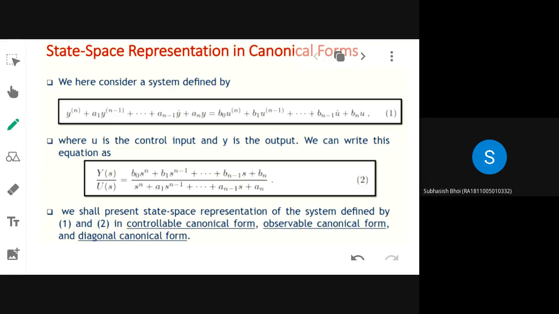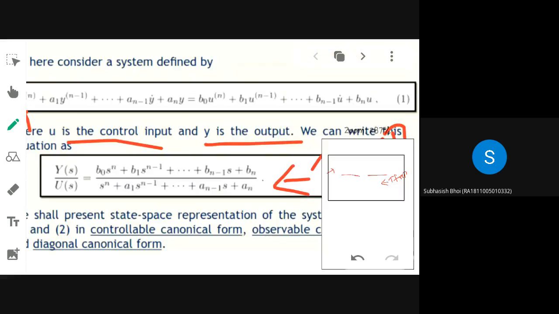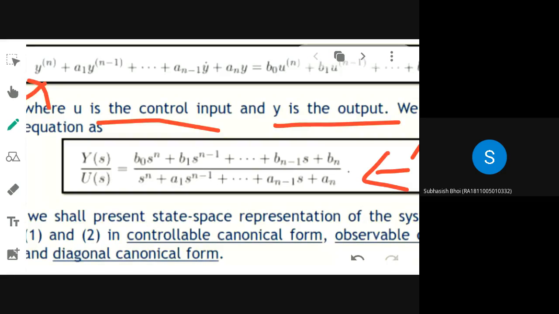So assume this is your given system, which is given in terms of a polynomial representation, where u is the control input and y is the output, and this is your transfer function representation for it. You know the coefficients of the numerator polynomial and the coefficients of the denominator polynomial. So what are they, as given in this equation? What are the coefficients of the numerator polynomial? This is your numerator polynomial. So what are the coefficients for them?